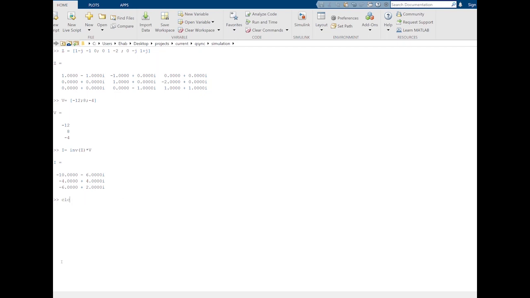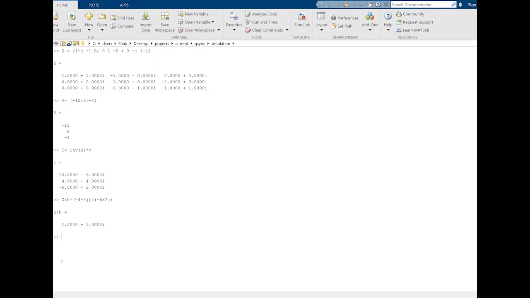So I did the calculation here. This is V Thevenin. Z Thevenin is just going to be V Thevenin over I short. I short turned out to be minus 6 plus J2.